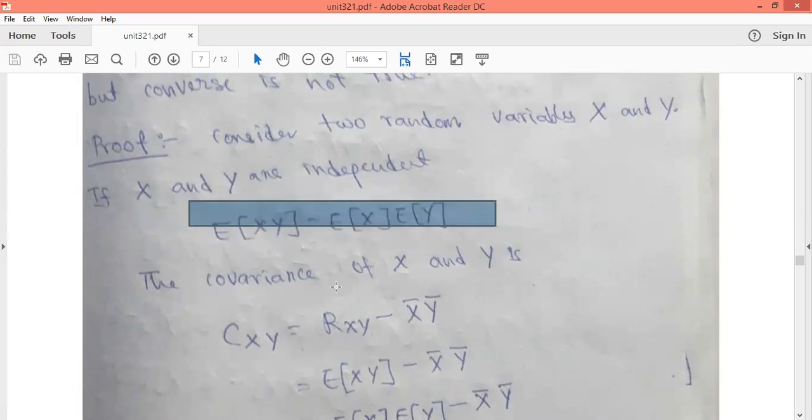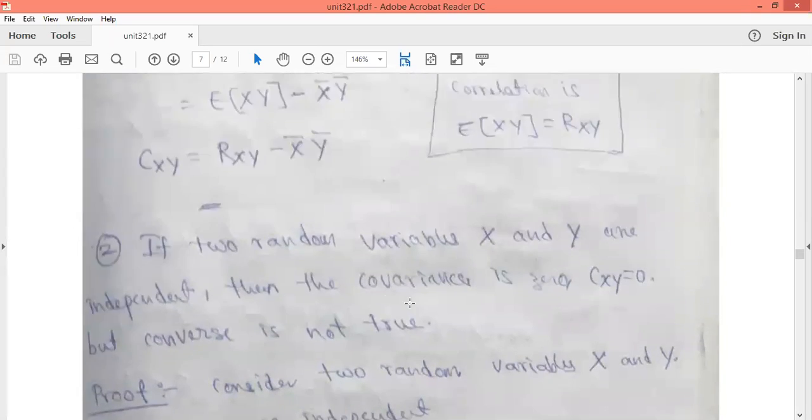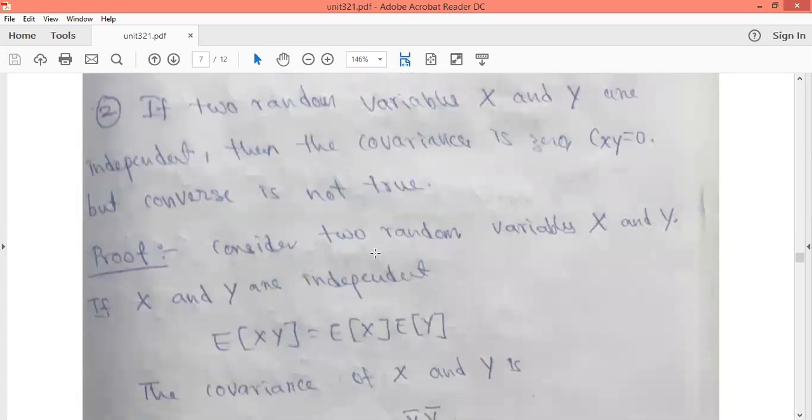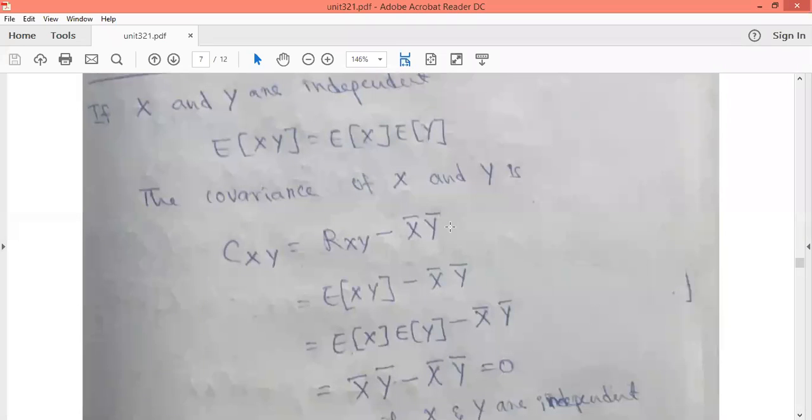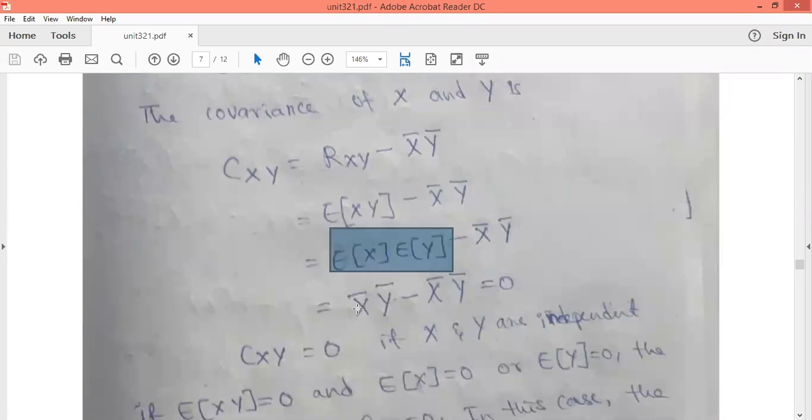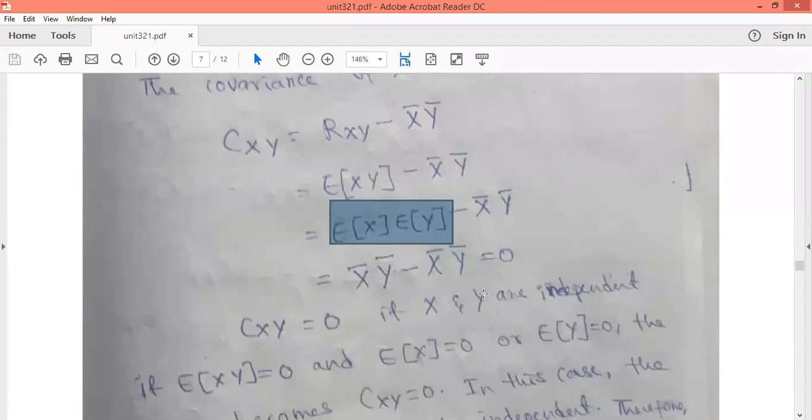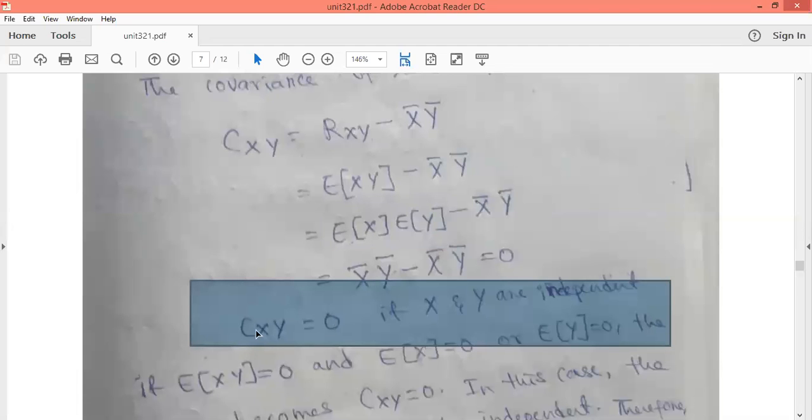Then the covariance of X and Y is given, from the first property, as Cxy is equal to Rxy minus x bar y bar. What is Rxy? Rxy is the expected value of xy, minus x bar y bar. Since X and Y are independent, the expected value of xy is equal to the expected value of x into the expected value of y, minus x bar y bar. So this can be written as x bar y bar minus x bar y bar, so the value will be 0. So if X and Y are independent, their covariance will be equal to 0.